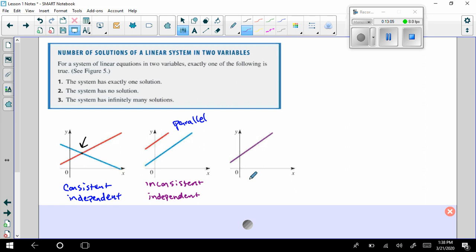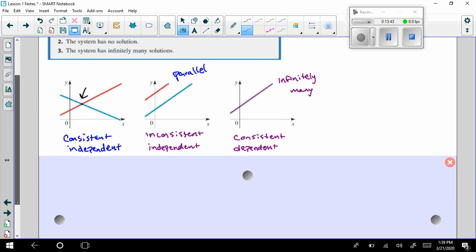And then this last one is consistent because it has at least 1 solution. In fact, it has infinitely many solutions. Because it's the same line, which means they are dependent on each other. All of the answers are the same. So you have those 3 options.